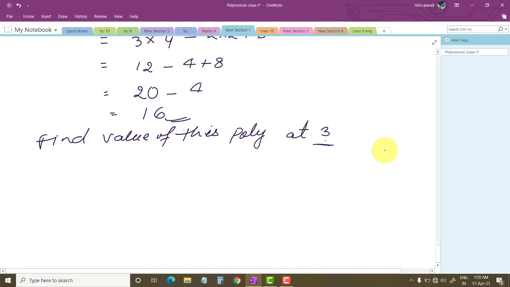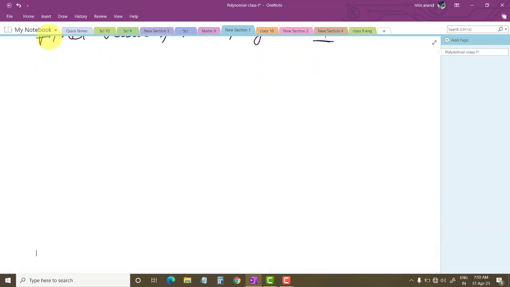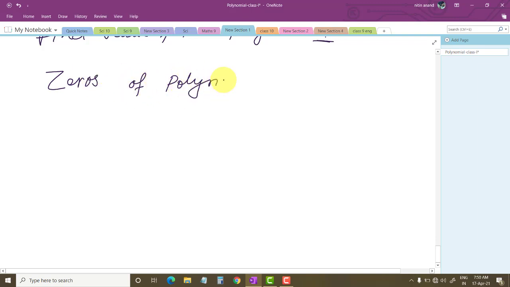Now we will see zeros of this polynomial. Zeros of polynomial.